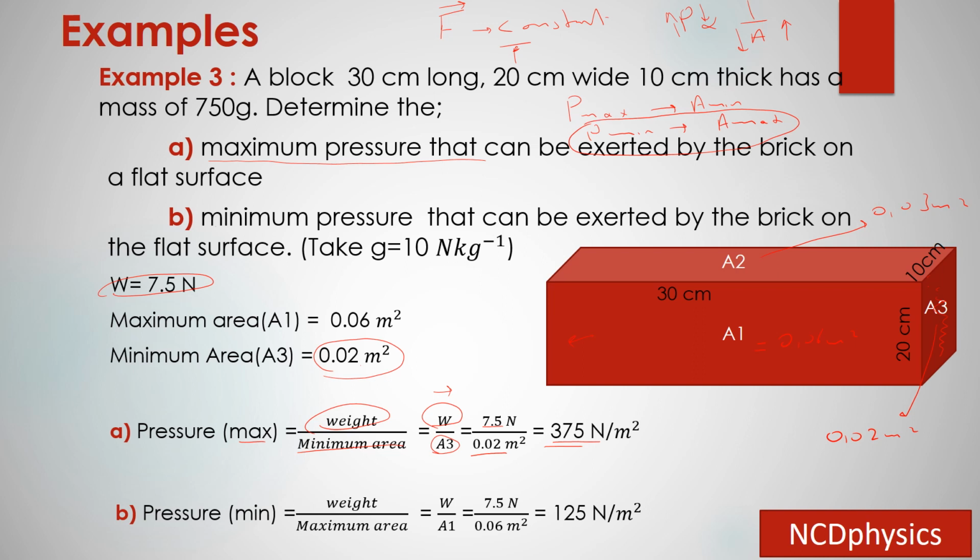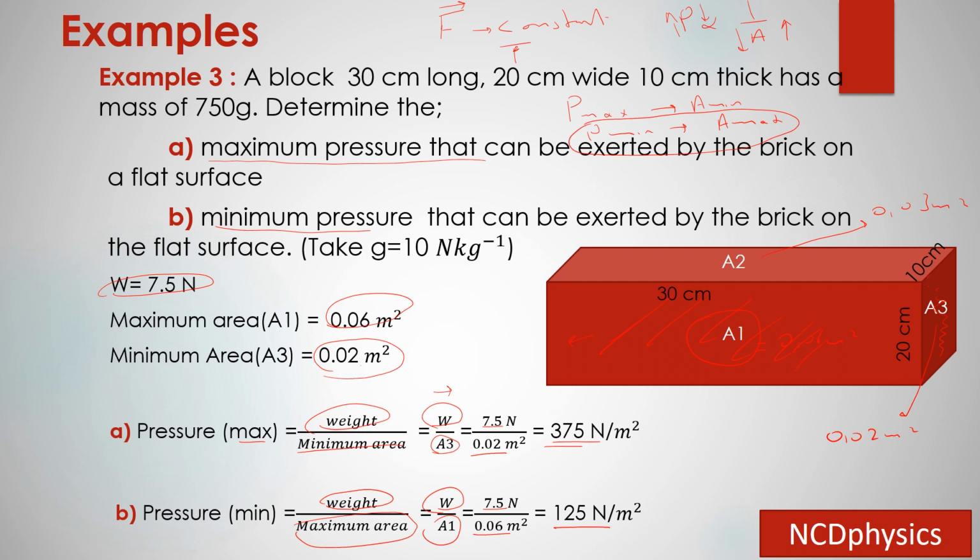Okay, question number B. We want the pressure to be minimum, then weight over maximum area. The weight of the object is again constant. Which area are we going to use? A1, because A1 is the maximum area. Then 7.5 Newton is the weight of the object, and 0.06 is the maximum area. Then we will find 125 Newton per meter square.